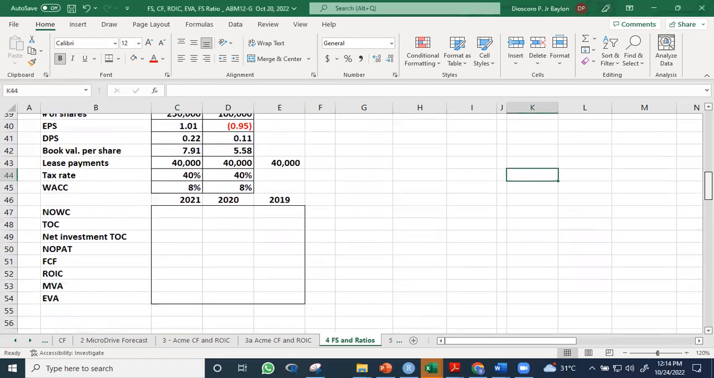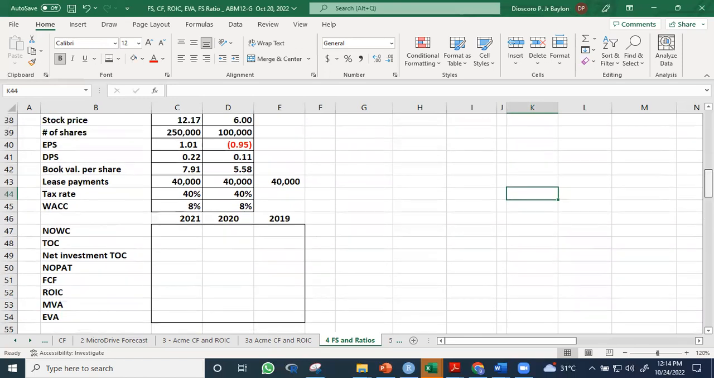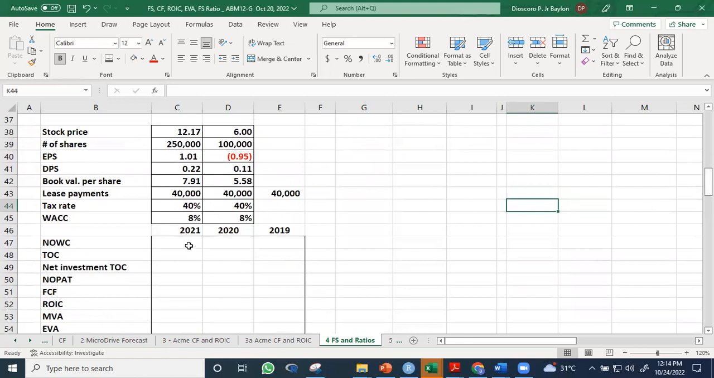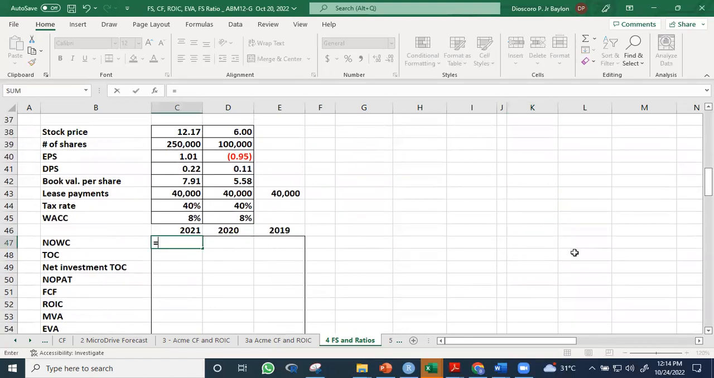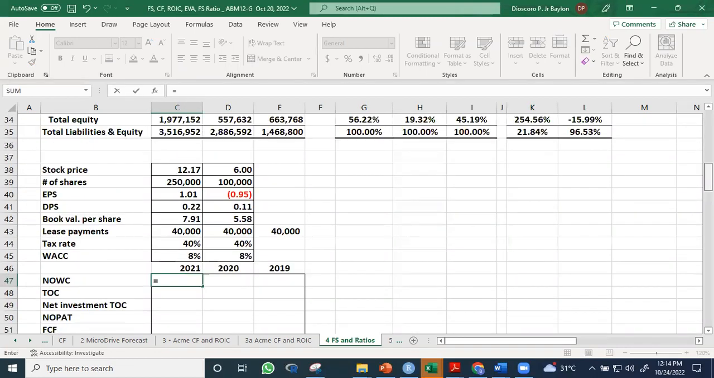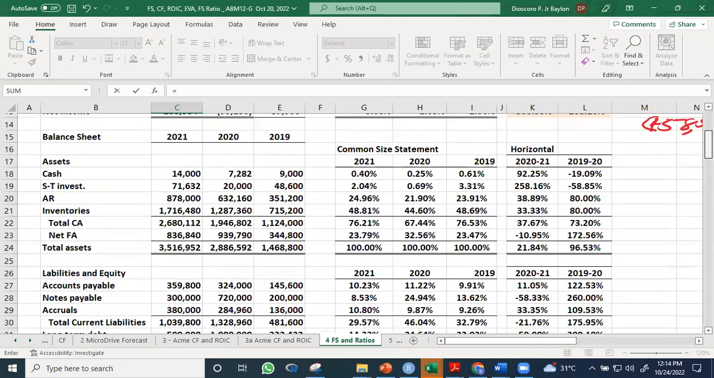Okay, now very quickly, we will be computing for NOWC, TOC, net investment, etc. So let's first start with the net operating working capital. And we know that this is your operating current assets. So dito, ano yung operating current assets natin, class? Can you please tell me which here is not included? Ano dito sa current assets natin ang hindi kasama sa operating current assets?